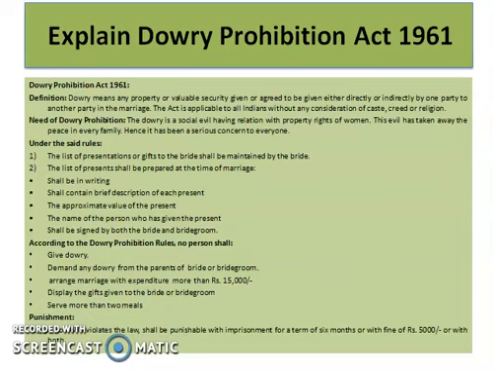According to the dowry prohibition rules, no person shall give dowry, no person shall demand any dowry from the parents of bride or bridegroom, no person shall arrange marriage with expenditure more than 15,000 rupees, no person shall display the gifts given to the bride or bridegroom, no person shall serve more than 2 meals, etc.